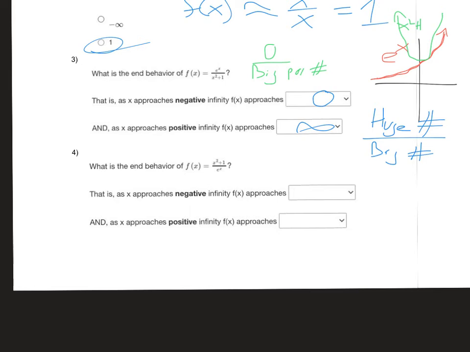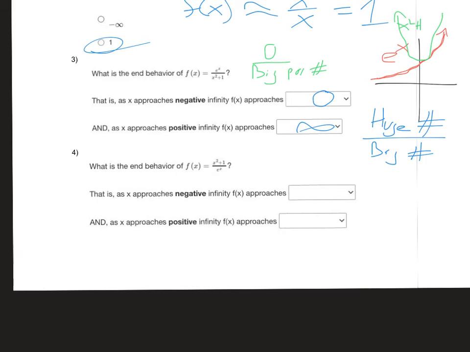Because, again, you've got a billion divided by a million. Well, that's still a big number. And it's just going to keep getting bigger and bigger. As the numerator gets bigger, the denominator gets bigger, they're both going to just keep getting bigger. Nothing's going to make it go down to 0 or some other smaller number.